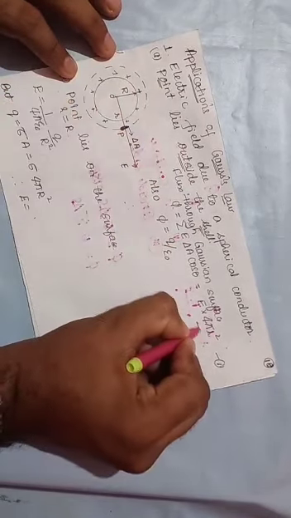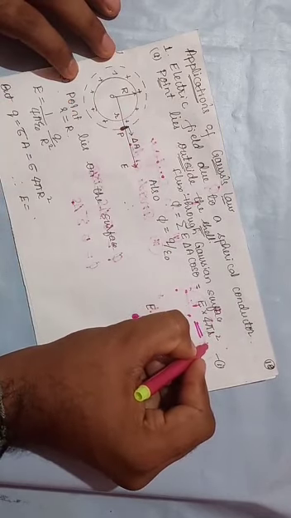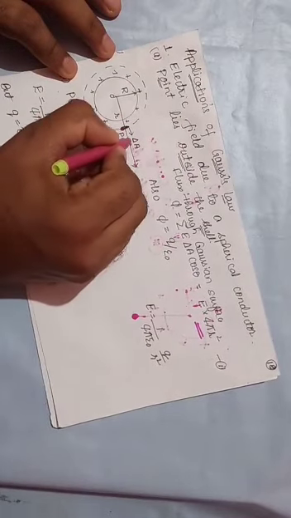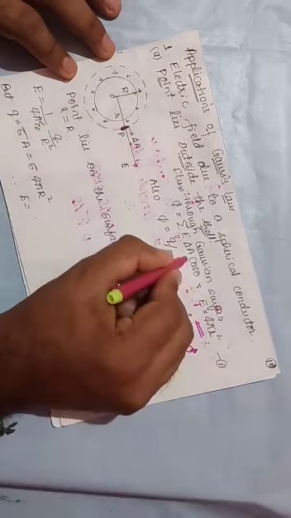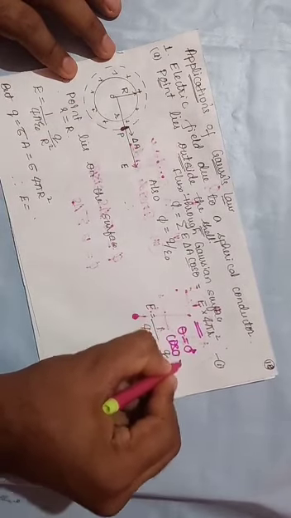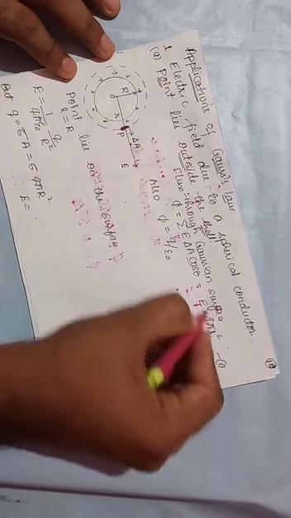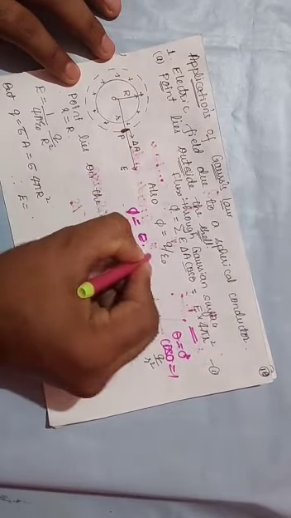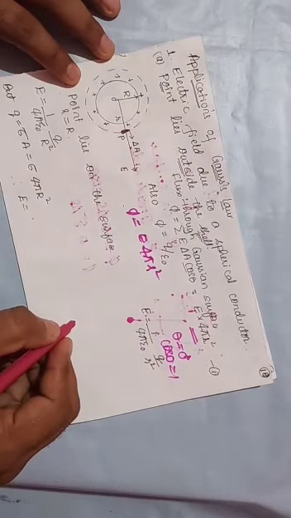The Gaussian surface is spherical, therefore A is equal to 4 pi r square. The angle between E and delta A is theta equal to 0 degree, and cos 0 degree is equal to 1. Therefore we get phi is equal to E into 4 pi r square. This is the expression for electric flux.